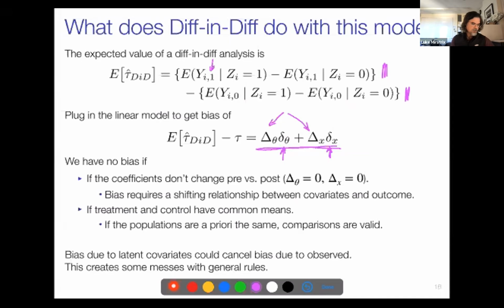So the bias due to latent covariates could cancel the bias due to the observed covariates. So you could have this term canceling this term if you just had some perfect bias cancellation there. But those terms are products of imbalance and breakage in parallel trends. It seems like that's a little bit of a weird situation, but it does mean that we can't give general results to a lot of our findings because there are all of these edge cases where peculiar things can happen.